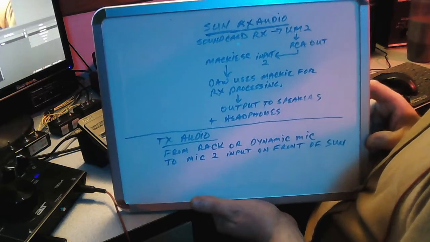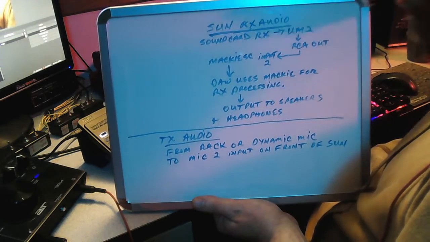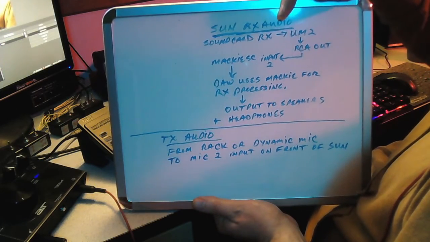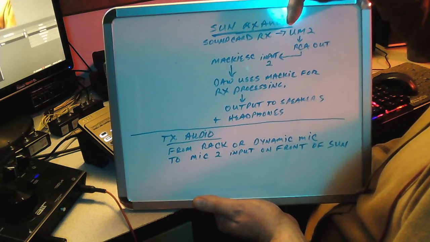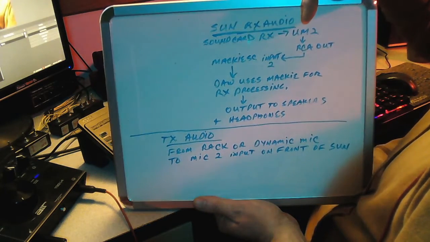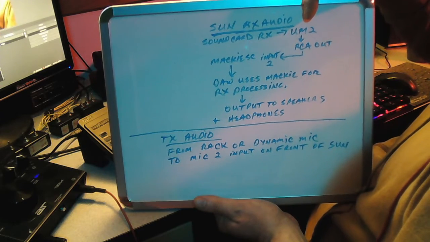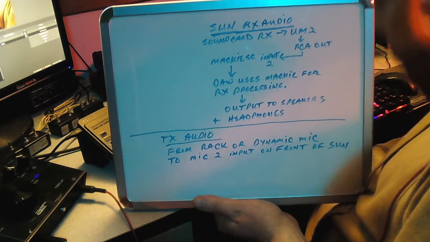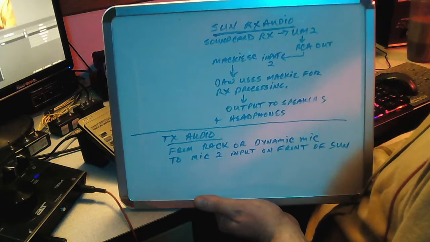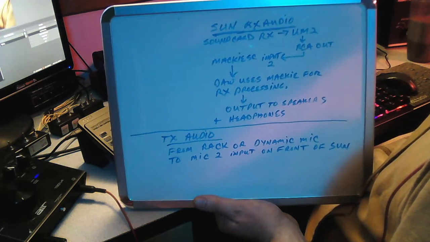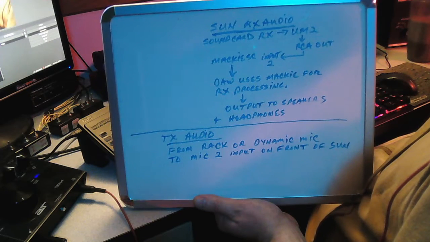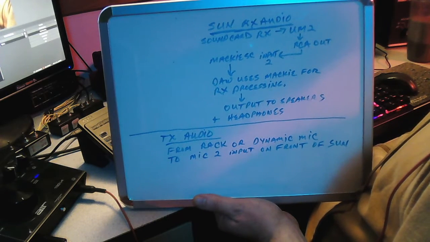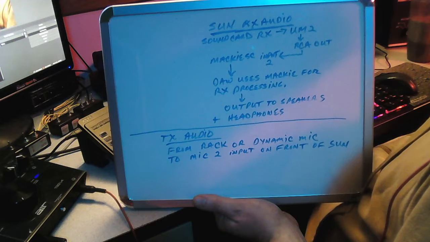So the Sun SDR2DX, the RX side, remember I have it set to come out. It's putting audio to the UM2 card. And now the UM2 has RCA outs on the back, kind of annoying. So I built up a cable, made a cable, an RCA to 1/4 inch tip sleeve, mono 1/4 inch.